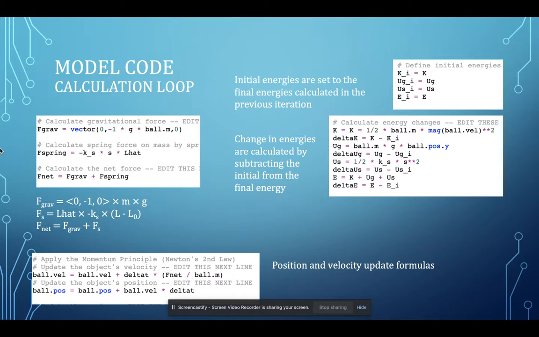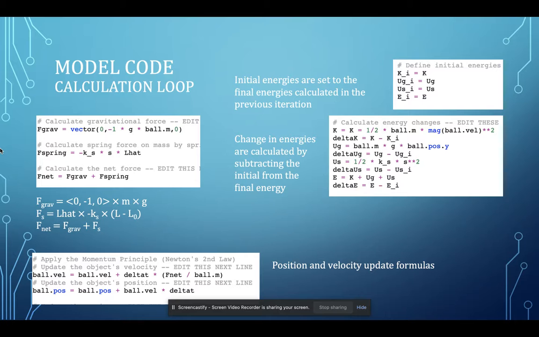So moving into our calculation loop, over here on the left, we use the formulas for F grav and F spring, and our F net is equal to F grav plus F spring because those are the two forces acting on the mass in this situation. Down here on the bottom left, we use just standard position and velocity update formulas so that we update those through each iteration of the loop.